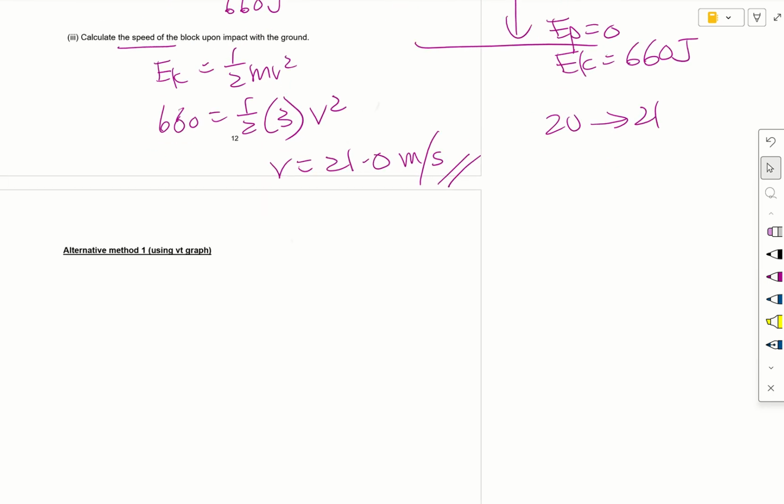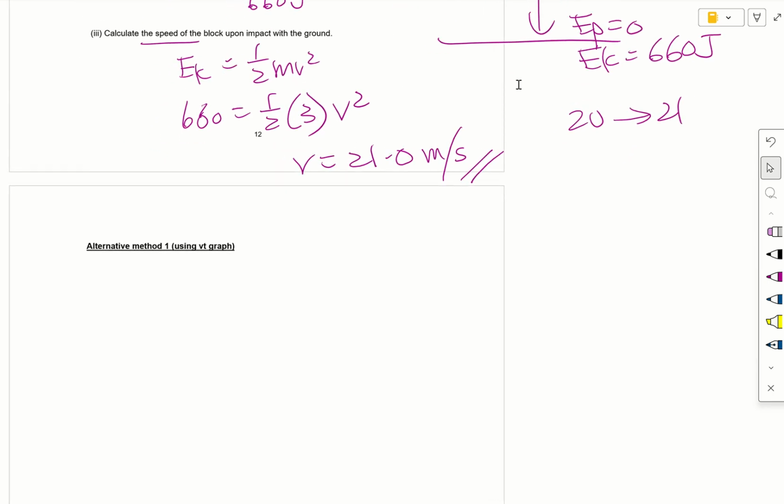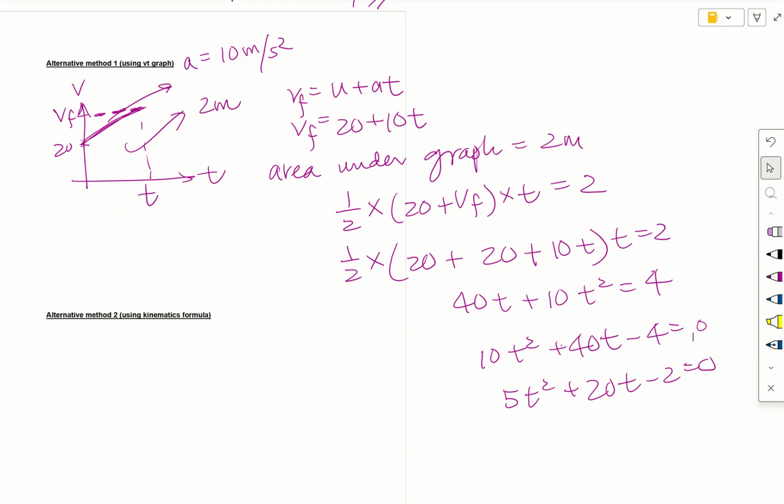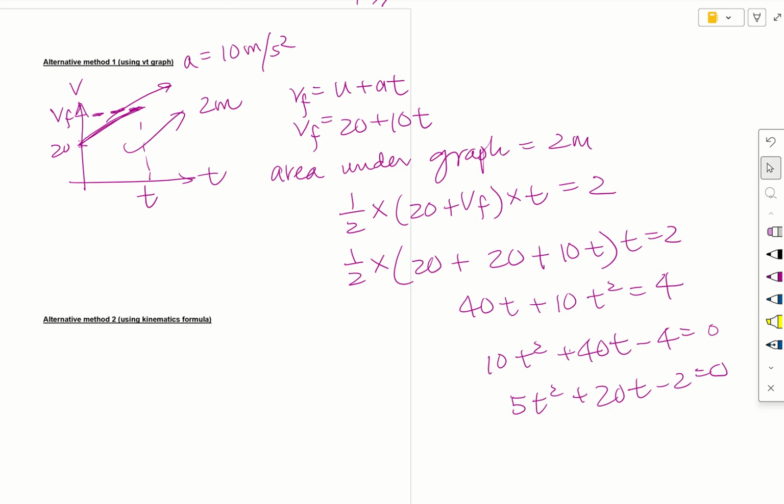So, alternative method using a v-t graph. Actually, there's this alternative method that you can use, a v-t graph. So I have sketched out a v-t graph. So the initial velocity is 20, right? After a certain time t, this is when it hits the ground. We are supposed to find the final velocity, the velocity upon which it hits the ground.